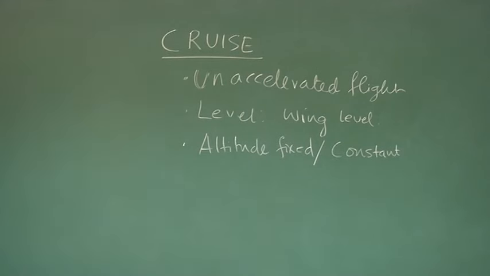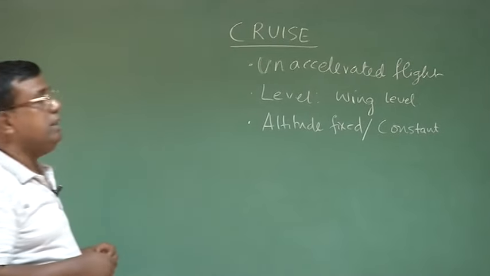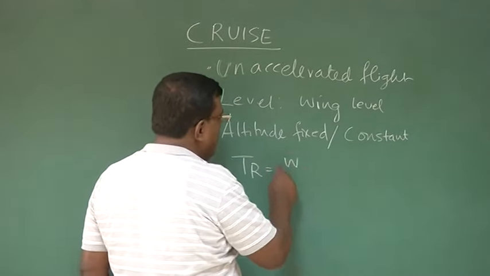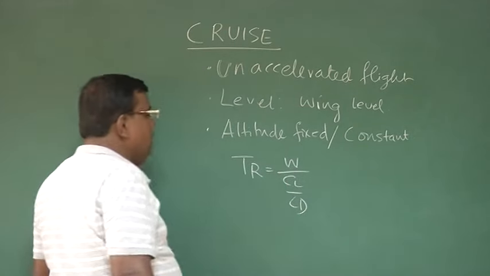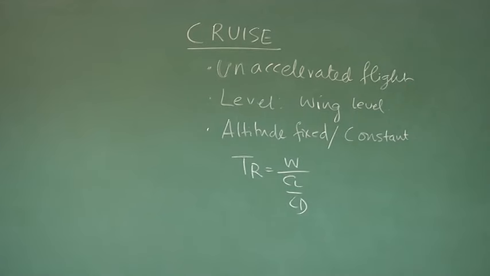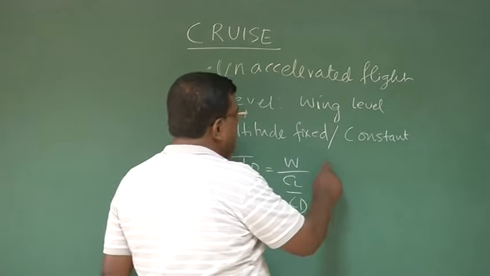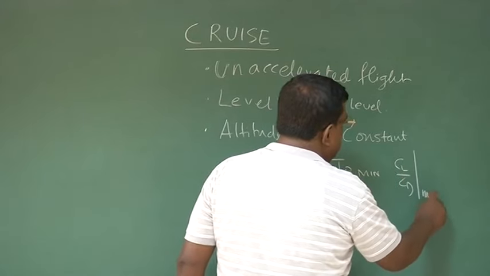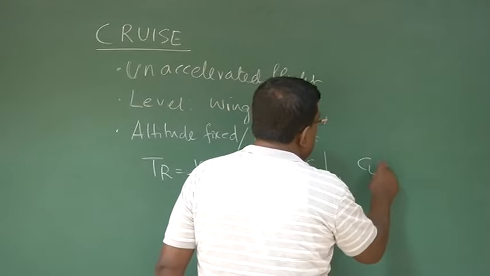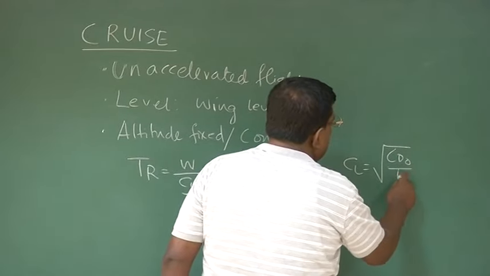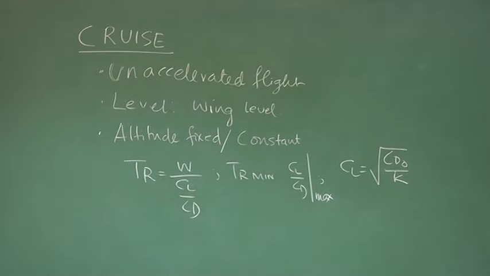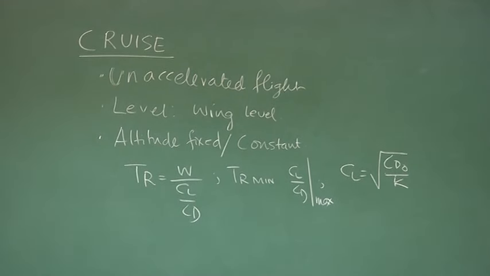This we have understood. And once we understood what a cruise flight is, we tried to understand the thrust required to maintain a cruise flight. And in that, we realized that thrust required can be modeled as W divided by CL by CD. And we also understood that to have thrust required minimum, CL by CD should be maximum. And for that, we realized that to have CL by CD maximum, to have thrust required minimum, we need to fly at a particular CL, which is given by the square root of CD naught by K.